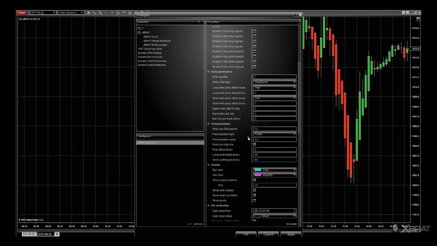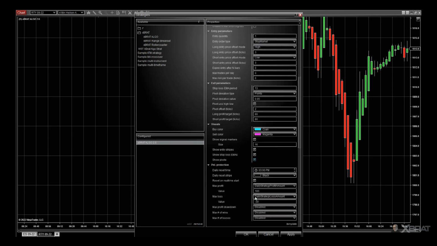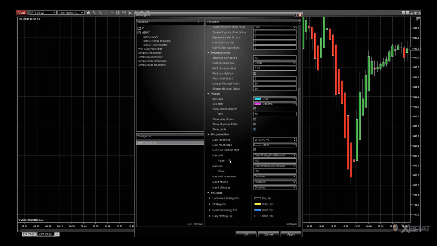Pivot deviation is the next thing. We've got 4 digits before the decimal point here. So when we look at points here, we're going to go 0.05 for this type of instrument. Okay, we're going to go down to visuals, show pivots, because that's one of the first things we're going to check, if the pivots look right with that deviation. We're going to have a max profit here of say 1,500 and a max loss value of say minus 450 to begin with.